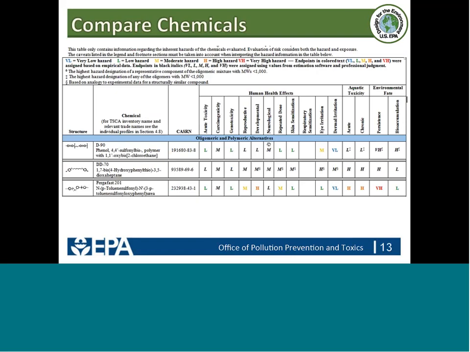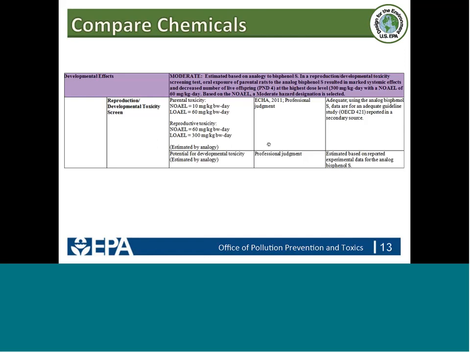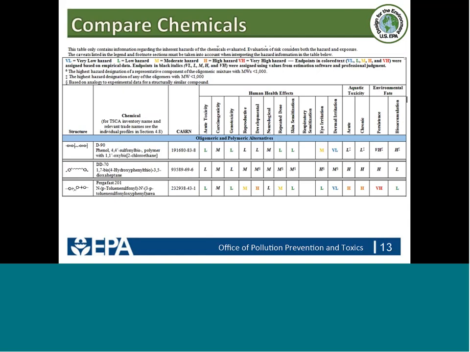And then on the next page, the third level is kind of like the highest level. It provides an overview of the levels of hazard concern that we've assigned for each endpoint for each chemical in a comparative table. So this allows you to rapidly assess how the chemicals compare. And then you can go back to the document to get all the details on how that level of hazard concern was assigned.